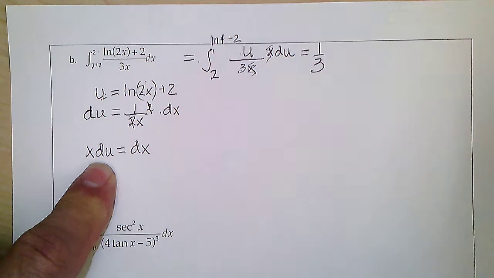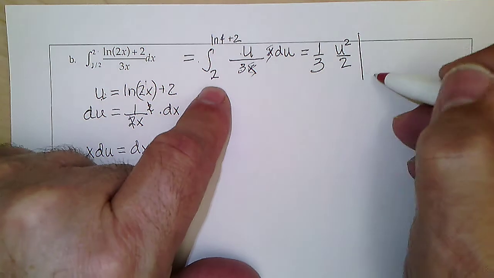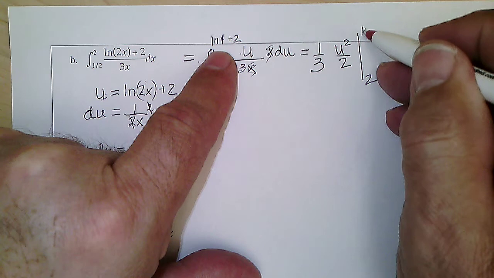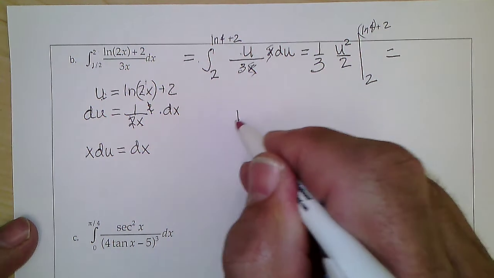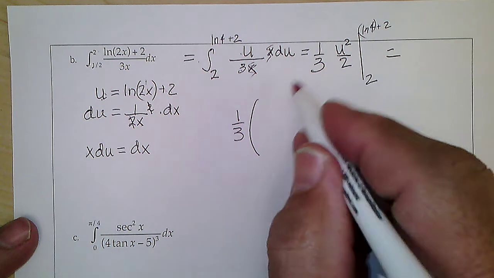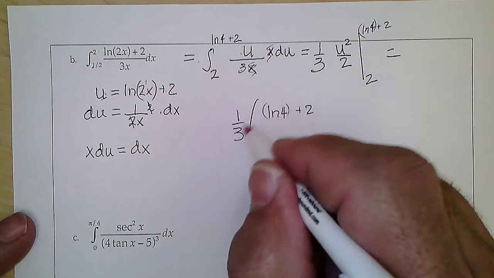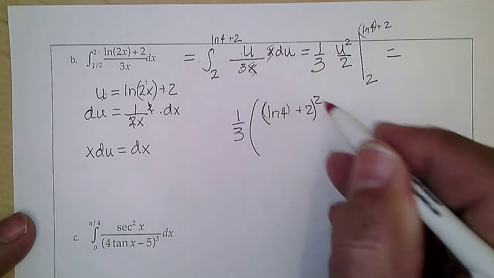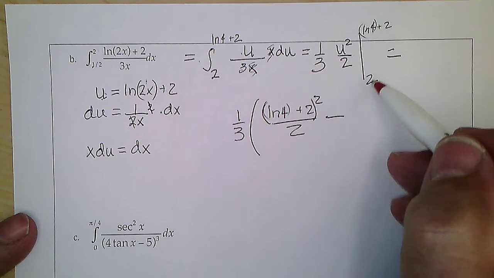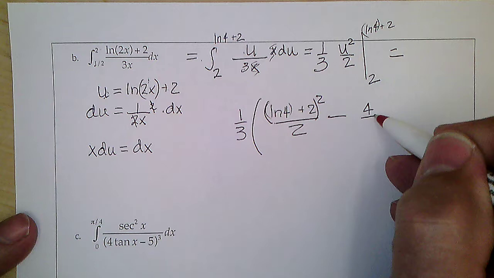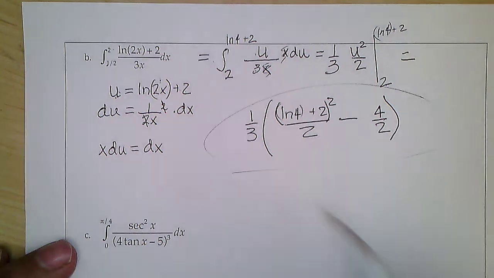The integral of u du is u squared over 2, and I can plug in the 2 and the ln 4 plus 2, which becomes 1/3 ln of 4 plus 2 squared over 2 minus, put 2 in there, and I get 4 over 2. And that's good enough, or you could simplify that.